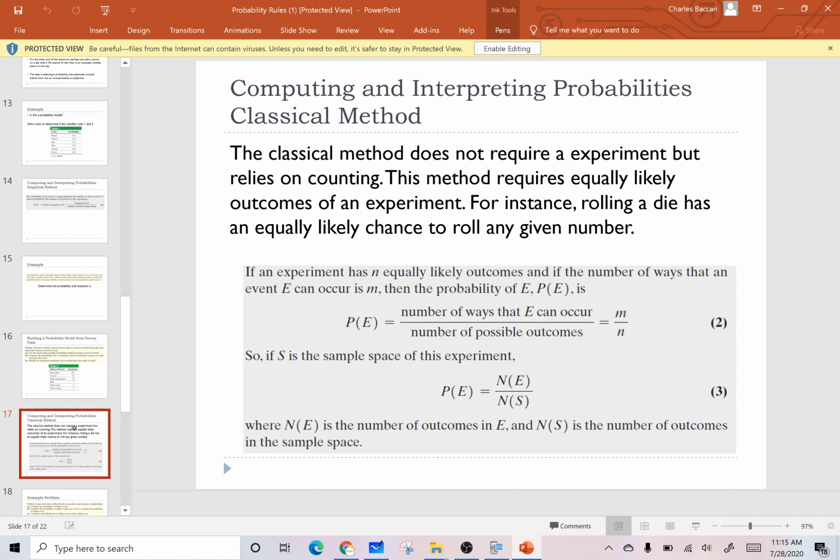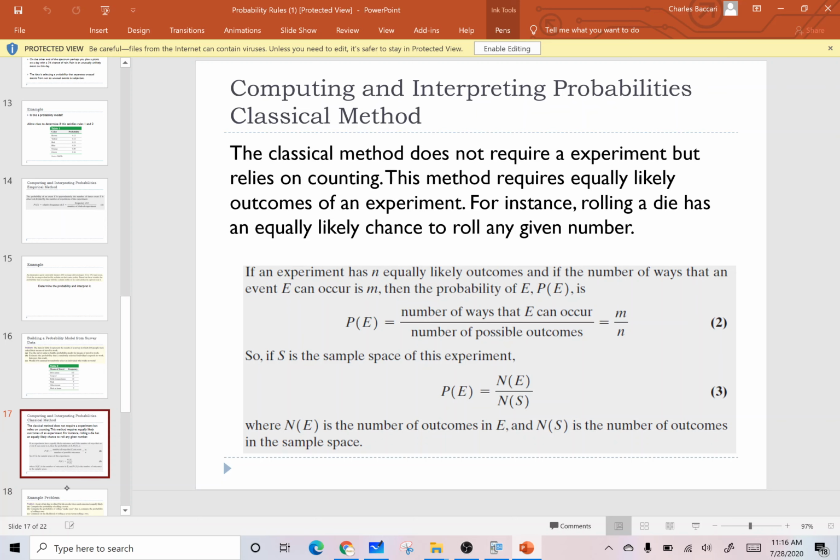The classical method does not require an experiment but relies on counting. This method requires equally likely outcomes. For instance, rolling a die, any given number is an equal outcome. So, the number of ways that E can occur and the number of possible outcomes. This is P of E, and then N of E is the number of outcomes that are in favor of E, and N of S is the number of total outcomes from the sample space.